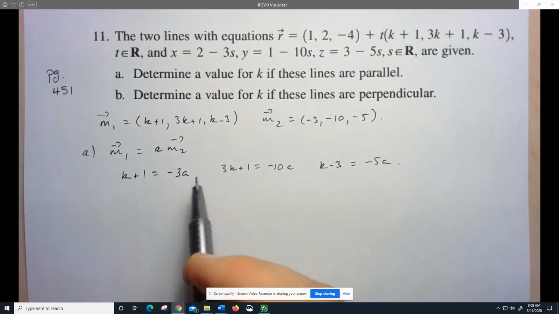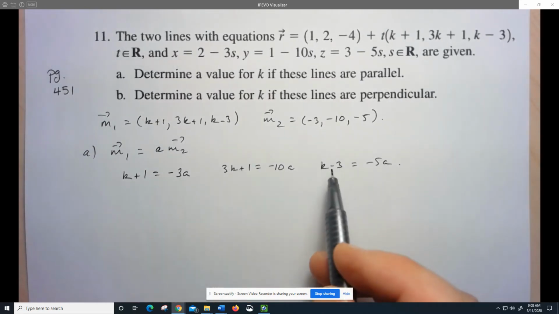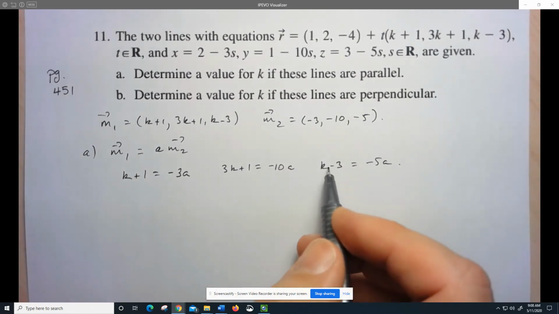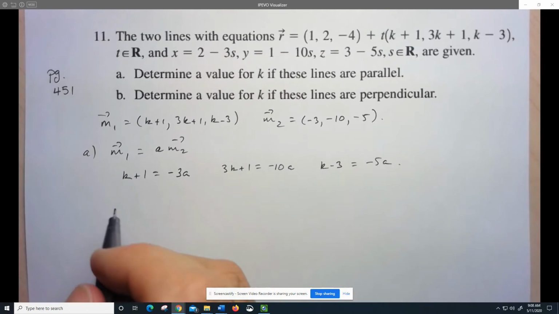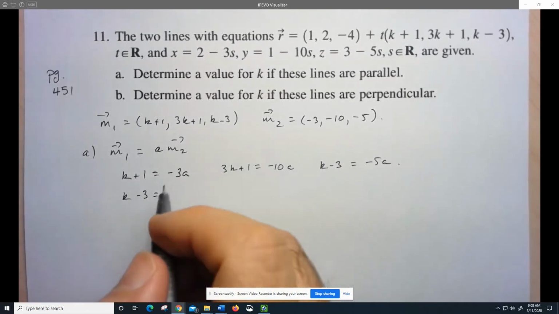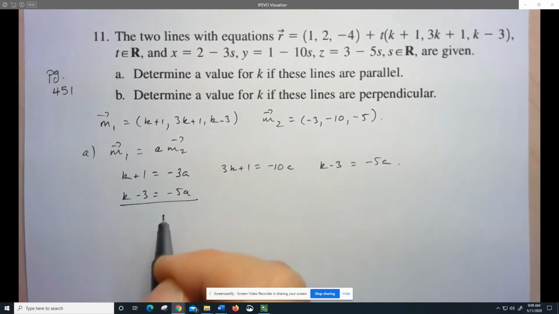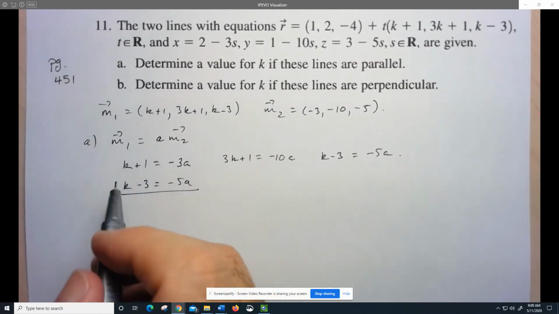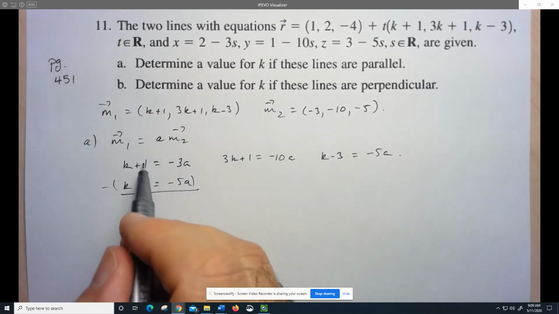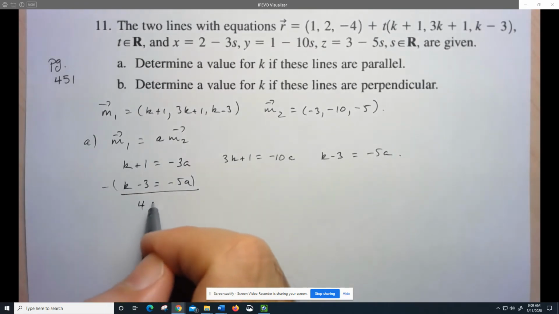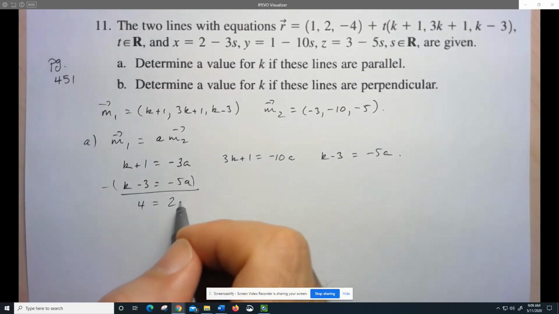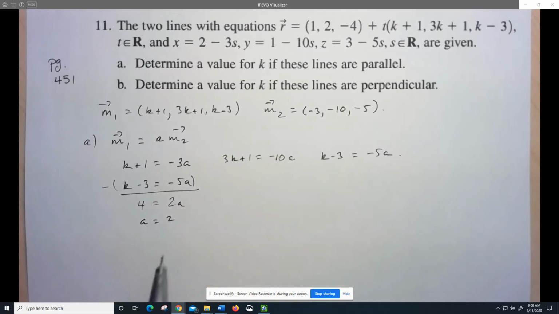If I take the first and the third, I can solve this system of equations. To make it easier, I've got the two k's. That's why I'm choosing the first and the third. So here we have k plus 1 equals -3a, and k minus 3 is equal to -5a. Let's solve the system as we normally would. I'll eliminate the k, so I'll subtract. I end up with k minus k is 0, 1 plus 3 is 4, and then -3a plus 5a is 2a. So the a value is going to have to be equal to 2.